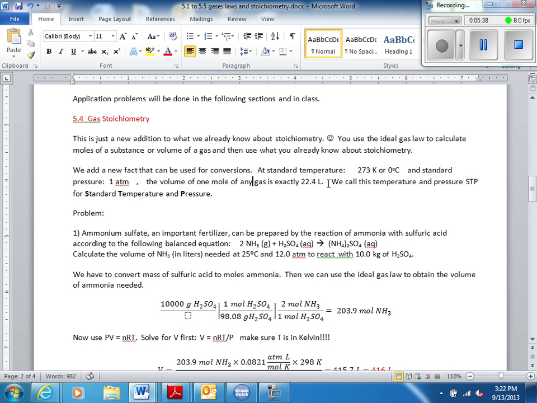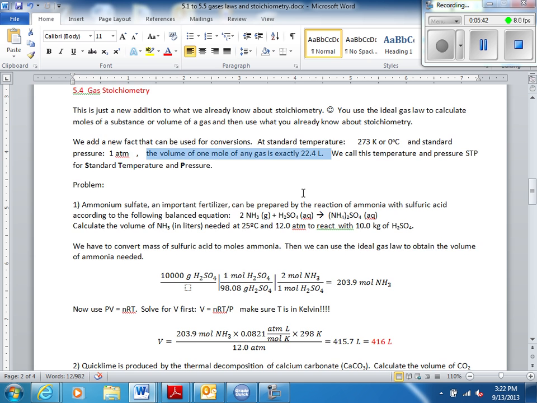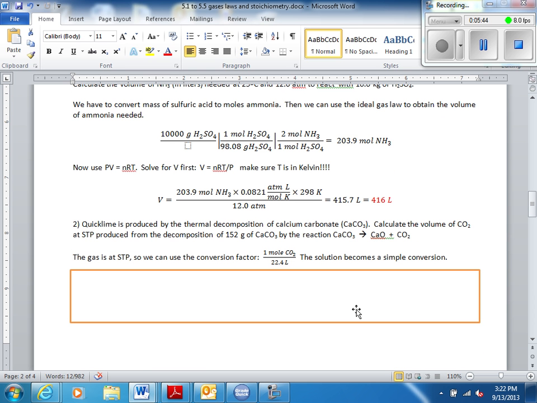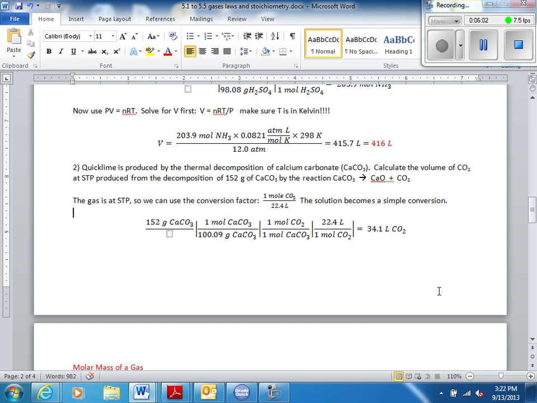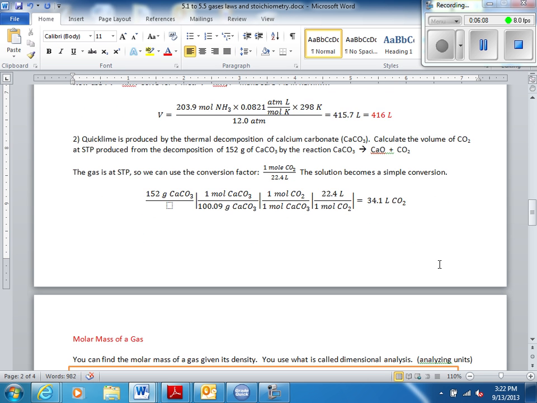1 mole of gas is exactly 22.4 liters. We can make a conversion factor out of that. And this solution is just a stoichiometry direct conversion, just like this problem. And one of the steps will be 1 mole of CO2 is 22.4 liters. You pause this and do it yourself. And here's your solution. All right. Should make that red, huh? Red, 34.1 liters of CO2.